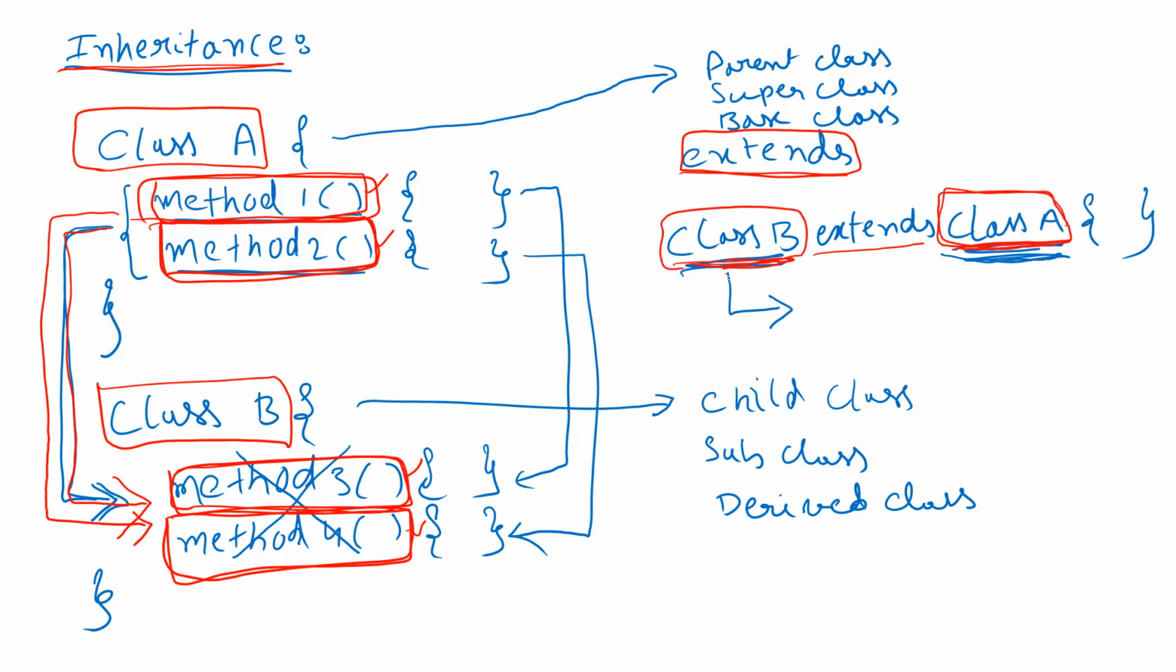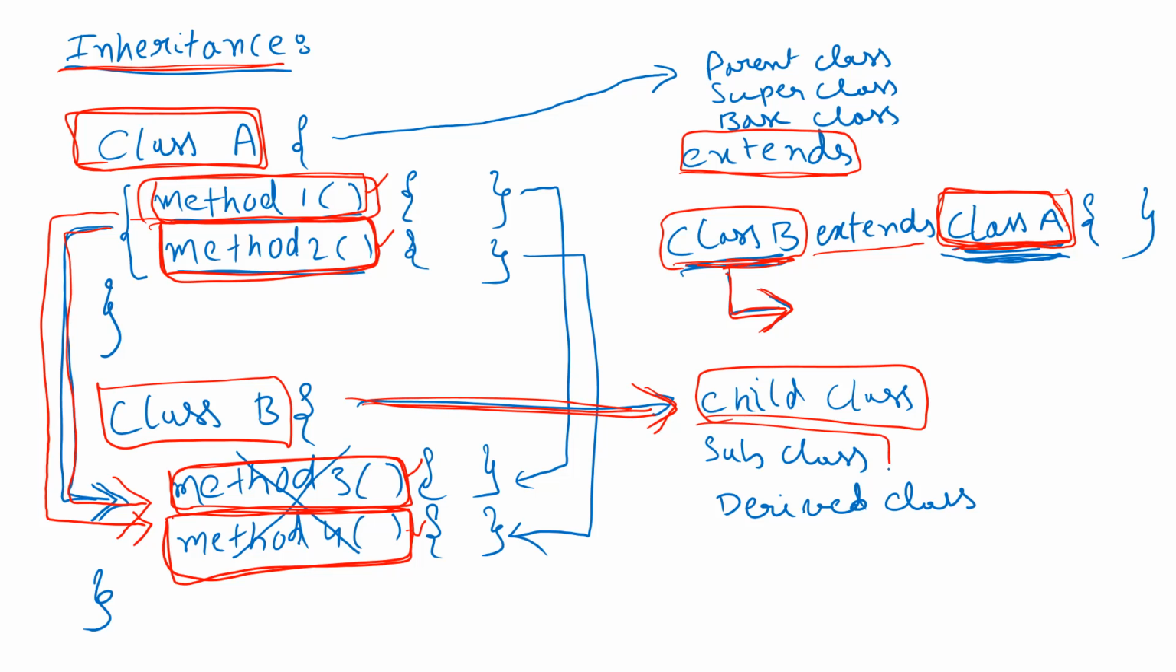So we can directly create an object for class B and we can use the variables and methods of class A in class B, so that we don't need to write all those methods again in class B. Now the class that extends the features of another class is known as child class. Here class B is extending the features and functionalities of class A. So class B is called a child class or a subclass or a derived class.